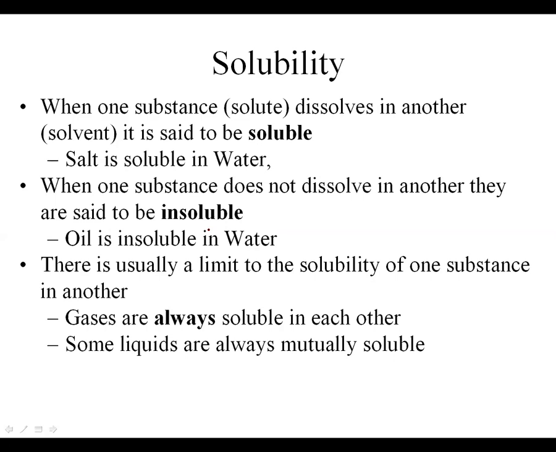So this, for example, is like those solubility rules. When we mix a couple of ions together, some are insoluble, some are soluble. So sometimes you will get a solid that will form. So for example, something like oil is insoluble in water, like we talked about. There is a limit to the solubility of one substance in another, and it is based on temperature.